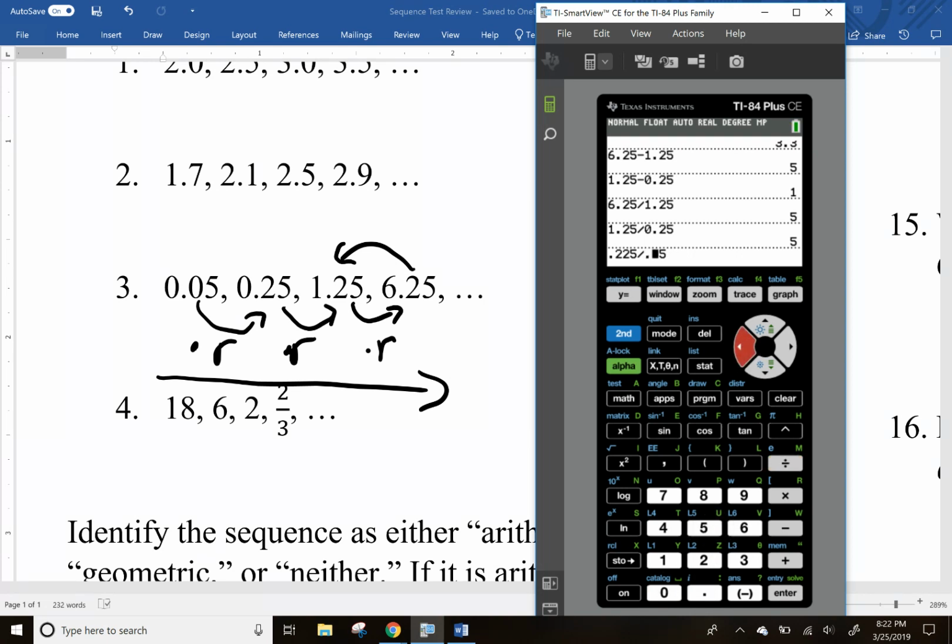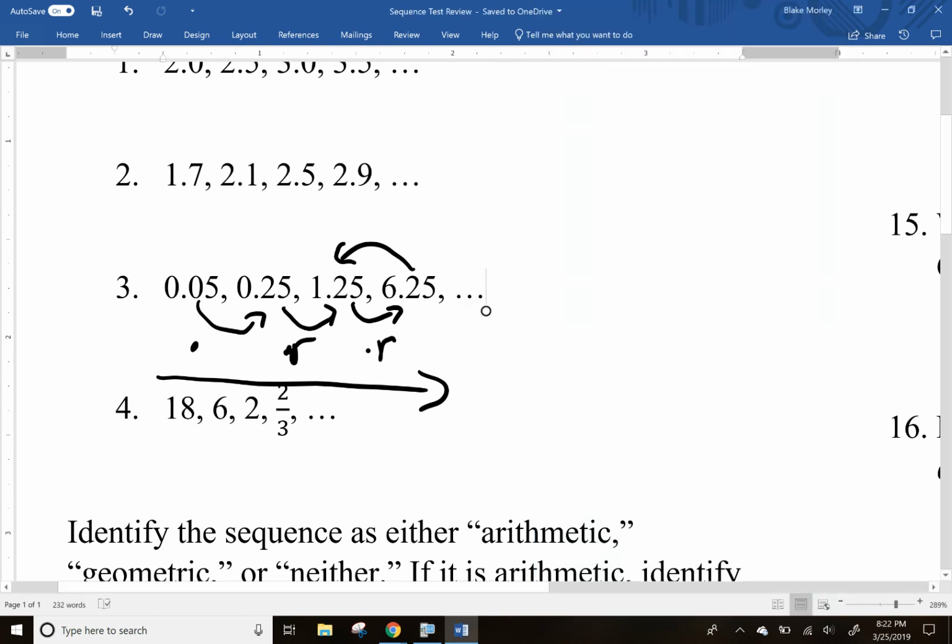Oops, I put too many 2's in there. Hold on. Delete the wrong one. All right. And I get 5 again. So that tells me that the r value that we're multiplying by is 5 every time.